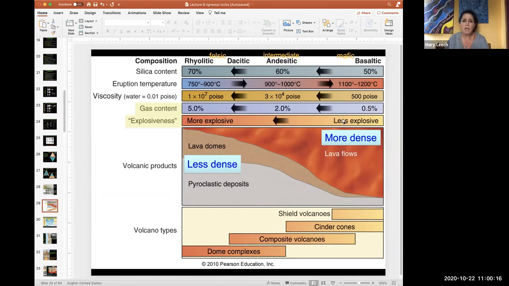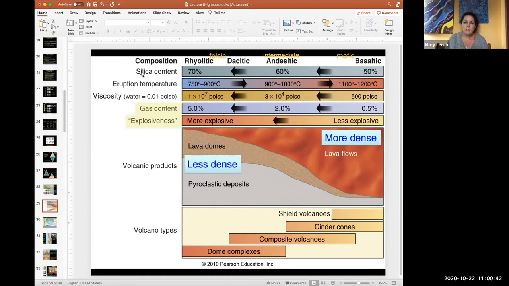But in the rhyolitic magmas, there's less of that. It doesn't escape, and so it's trapped. And that means you get that exponential increase in the volume of the original amount of gas, essentially. And so there's more gas still in the magma by the time it erupts. Does that make sense to everybody?